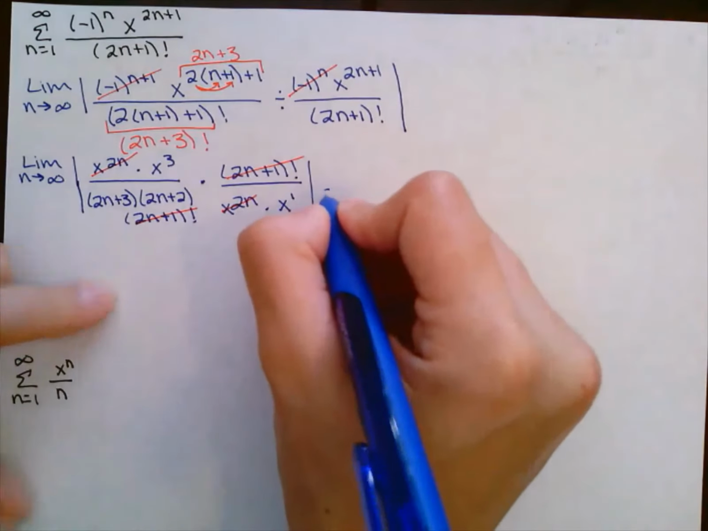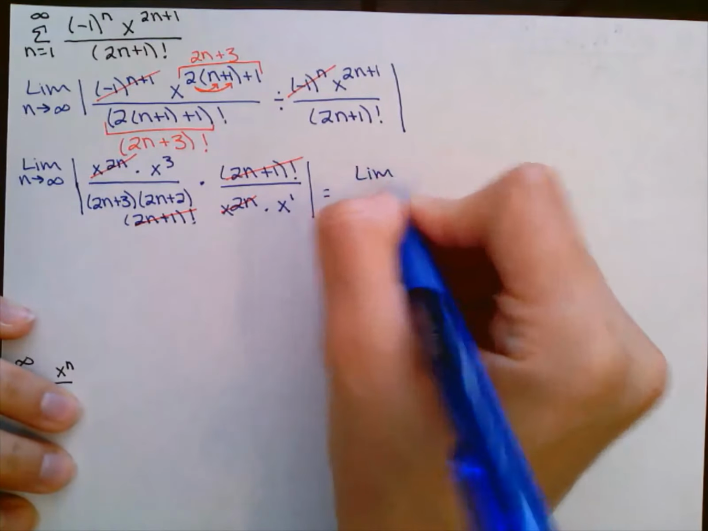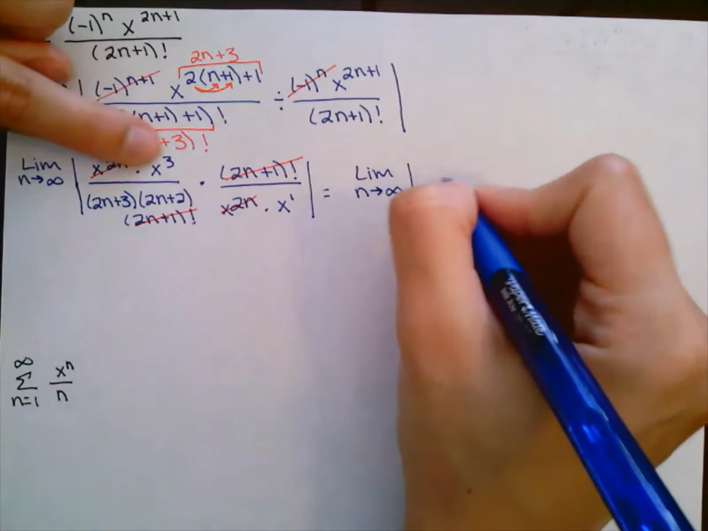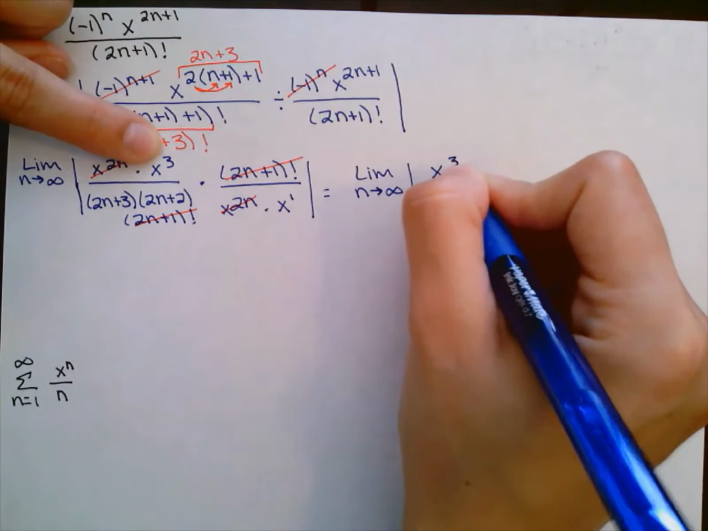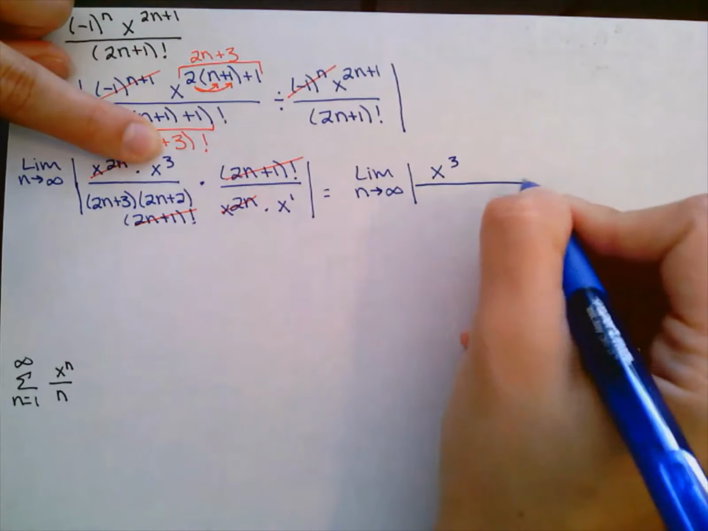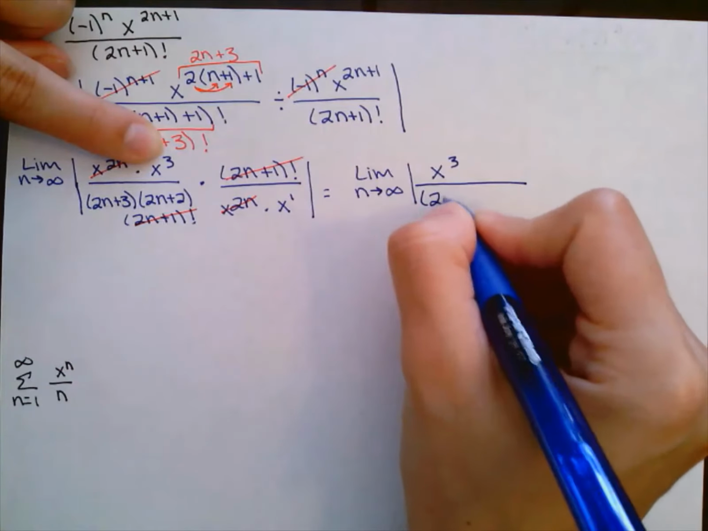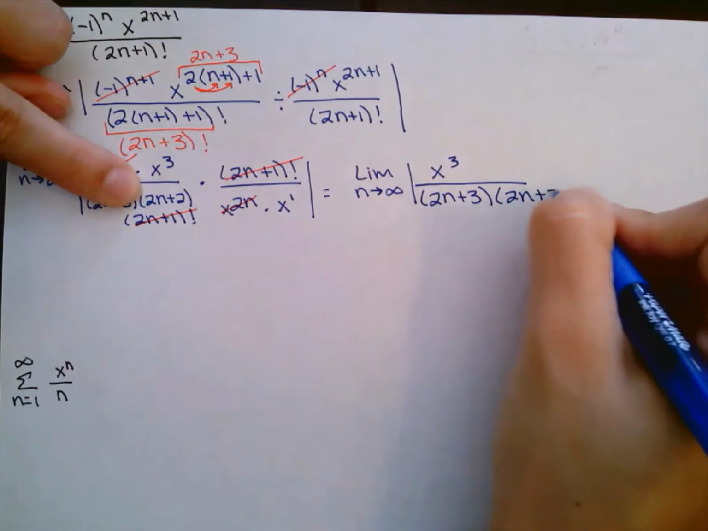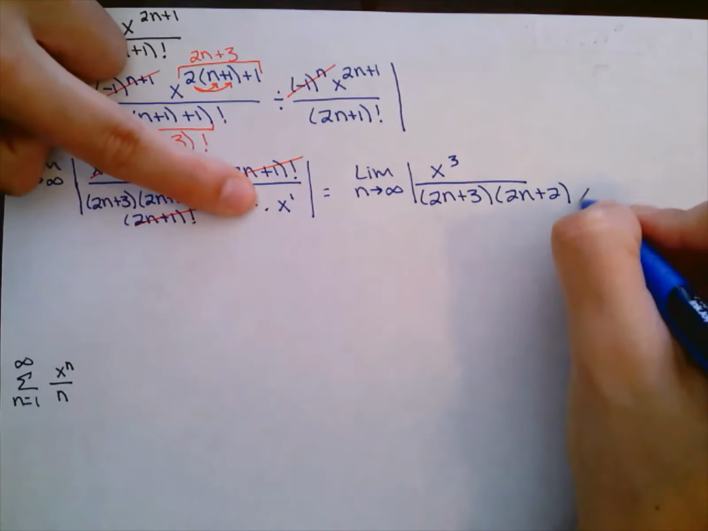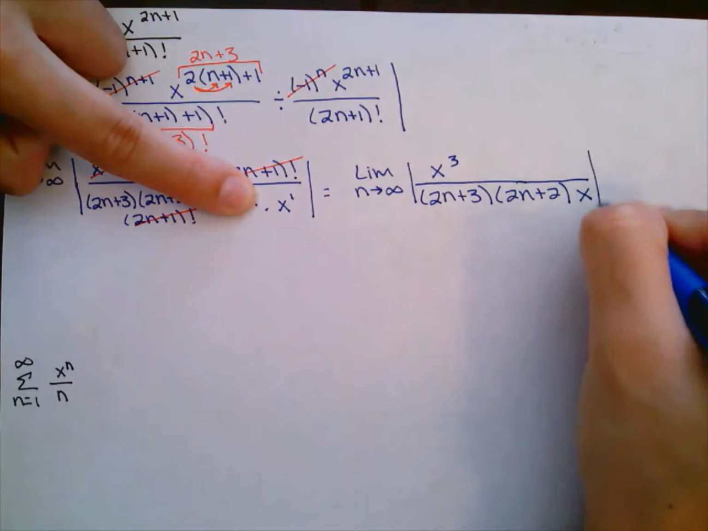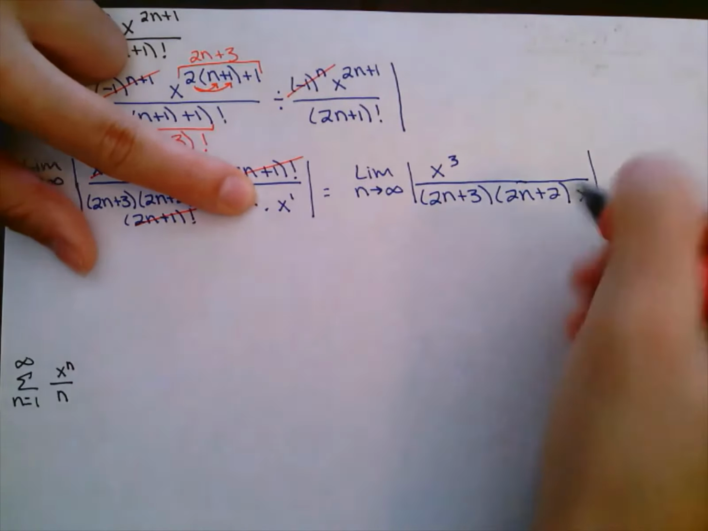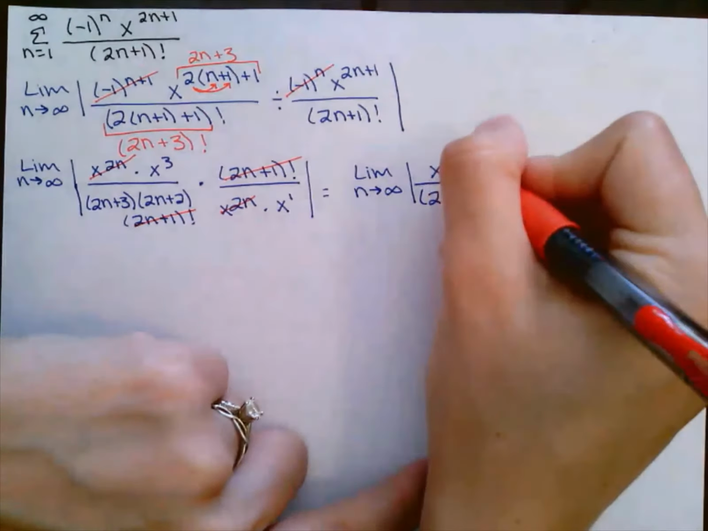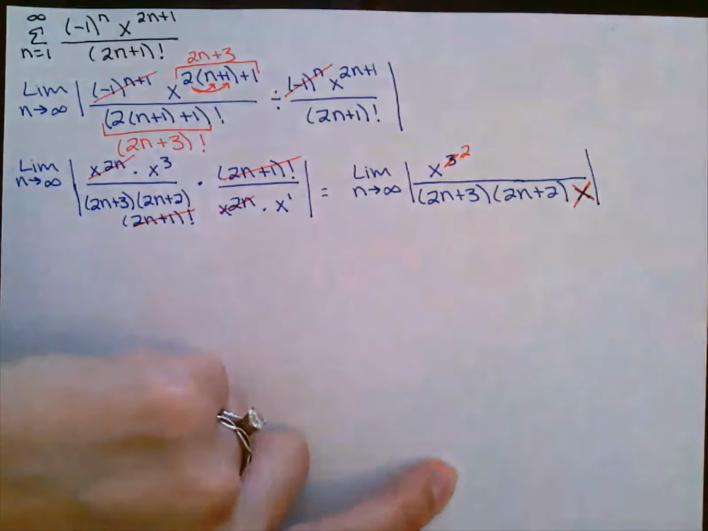So now I can say my limit as n approaches infinity of, in the numerator, I am left with an x cubed over 2n plus 3, 2n plus 2, and then also an x to the first, which, look at that, there's still one more thing I can clean, okay? I can say if there's x cubed up here and 1 down here, I can take this one out, and this can become an x squared.